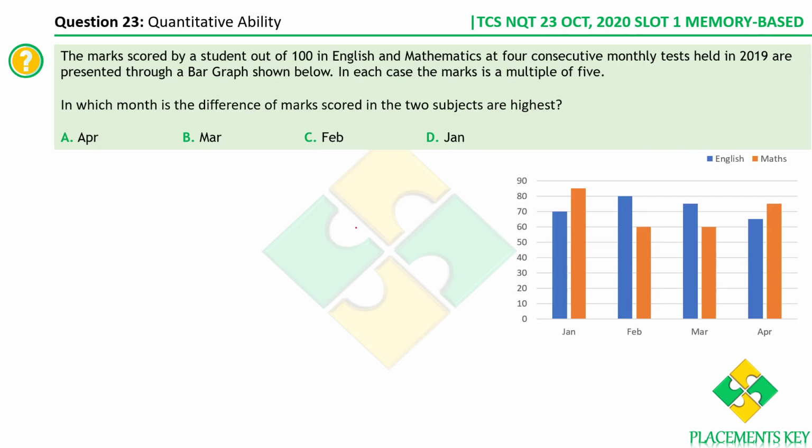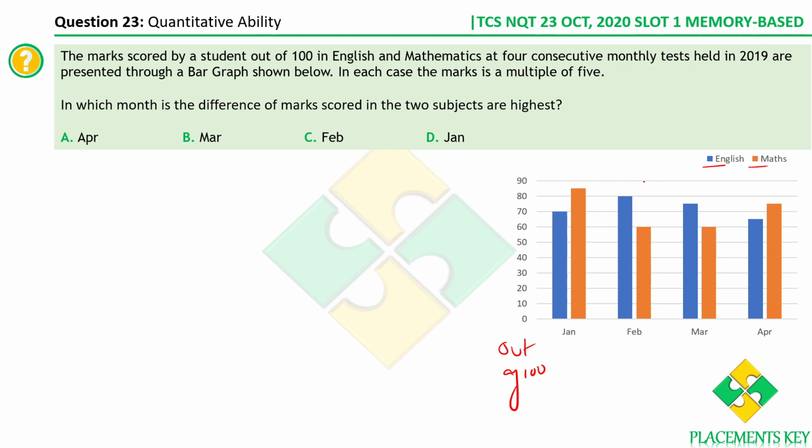Okay, the marks scored by a student out of 100. Let me write it here. It is out of 100. All these values are out of 100. There are 4 consecutive tests. Tests are conducted in 4 consecutive monthly tests held in 2019, in English and mathematics. This is English and this is mathematics. Blue color is English, orange is mathematics.